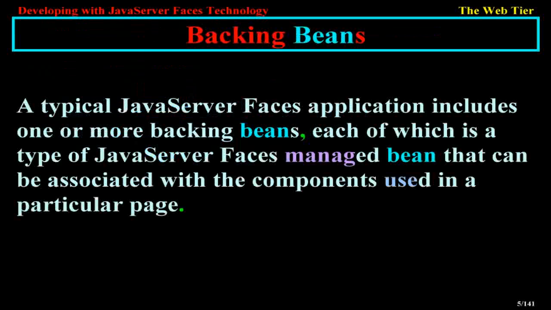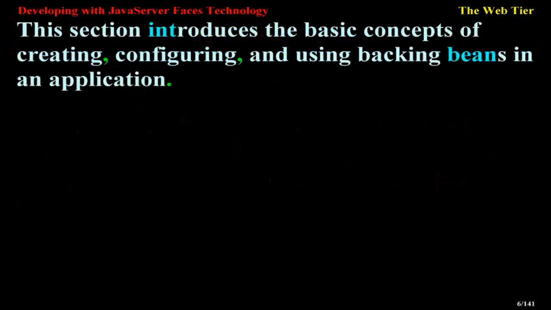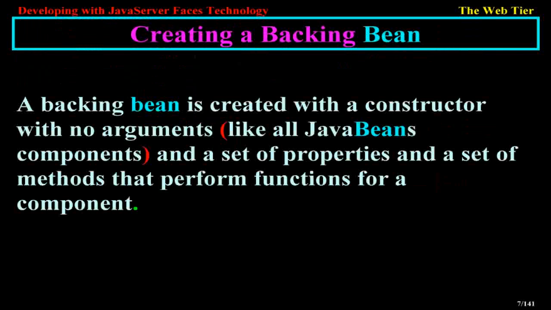Backing beans. A typical JavaServer Faces application includes one or more backing beans, each of which is a type of JavaServer Faces managed bean that can be associated with the components used in a particular page. This section introduces the basic concepts of creating, configuring, and using backing beans in an application. Creating a backing bean. A backing bean is created with a constructor with no arguments, like all JavaBeans components, and a set of properties and a set of methods that perform functions for a component.